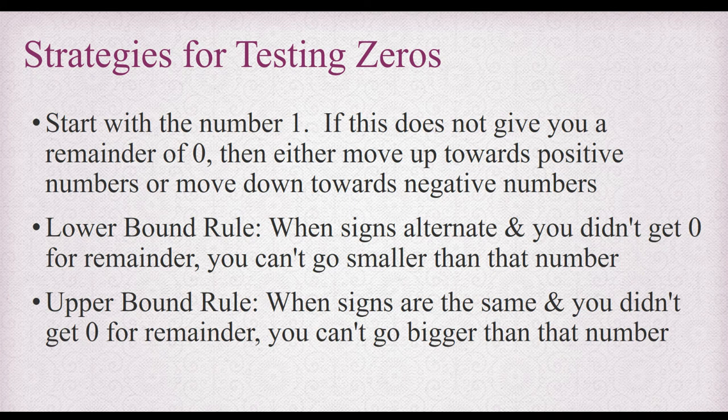We also have something called an upper bound rule. That's when all the signs are the same and we didn't get 0 for a remainder. So everything's either positive or everything is negative, but 0 is not my remainder. That means we don't want to go any bigger than the number that we tested.